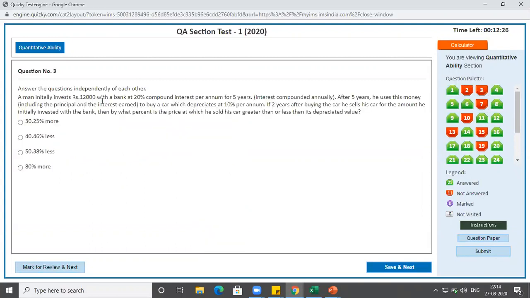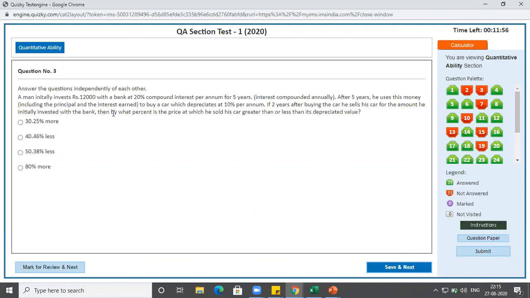Question number 3. A man initially invests rupees 12,000 with the bank at 20% compound interest per annum for 5 years. Interest compounded annually. After 5 years, he uses this money to buy a car. Okay, the compound interest formula will apply. The money I got after 5 years, I bought a car with it, which depreciated at 10% per annum. After 2 years of buying the car, he sells his car for the amount he initially invested with the bank. Okay, so he must have borne a loss. By what percent is the price at which he sold his car lower than the depreciated value?